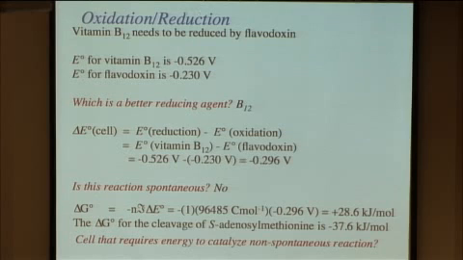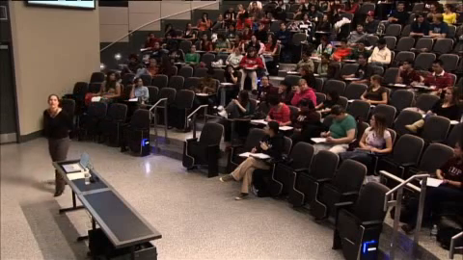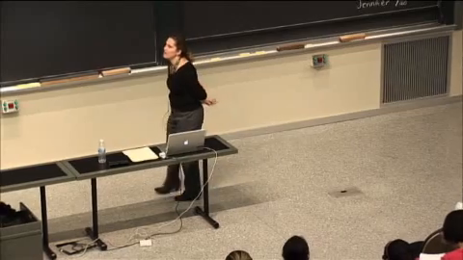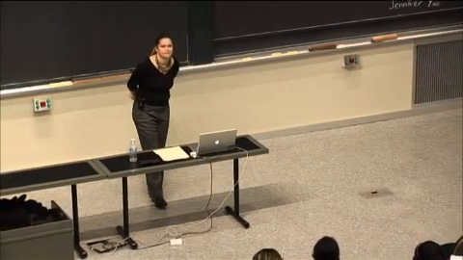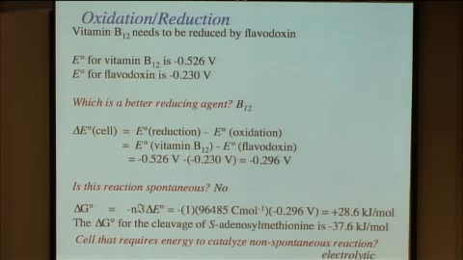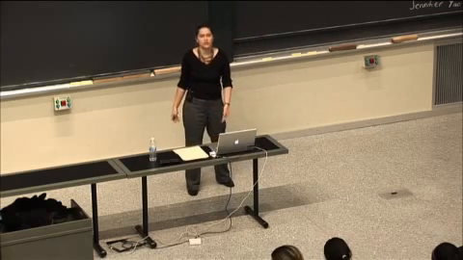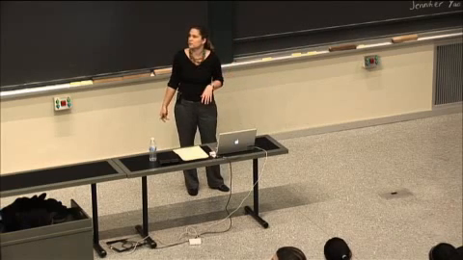So in the body, you will have favorable oxidation reductions, and you'll have unfavorable ones. Yeah? You had a question? No. OK. All right, so what do you call a cell that requires energy to catalyze a non-spontaneous reaction? That's an electrolytic cell. And a cell that catalyzes a spontaneous reaction? Galvanic, right. So again, with oxidation reduction, it doesn't matter if you're talking about a battery or a cellular process, all the same equations apply.